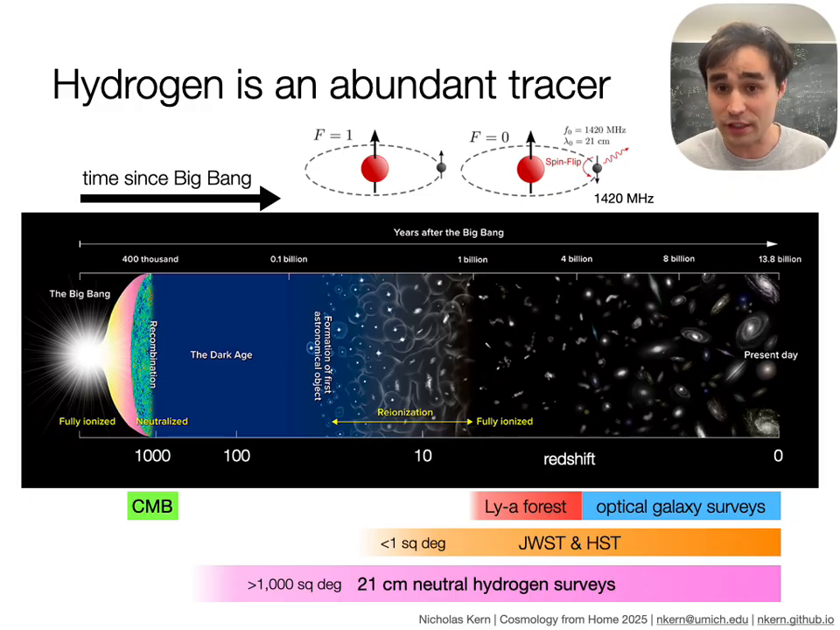So neutral hydrogen is an abundant tracer of large-scale structure. It emits, due to its spin flip transition, a radio wave at 21 centimeter in wavelength, and we can use that hyperfine spin flip transition, the 21 centimeter line, as a probe of the growth of structure. And in particular, because it's a spectral line, we can use it as a tomographic probe over cosmic time.